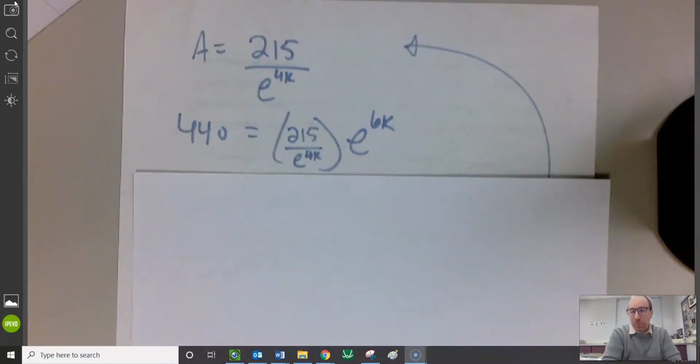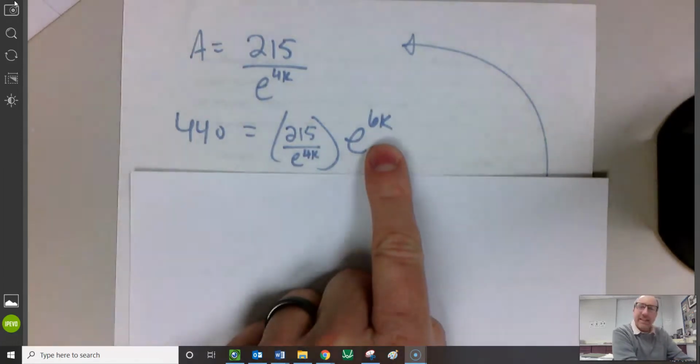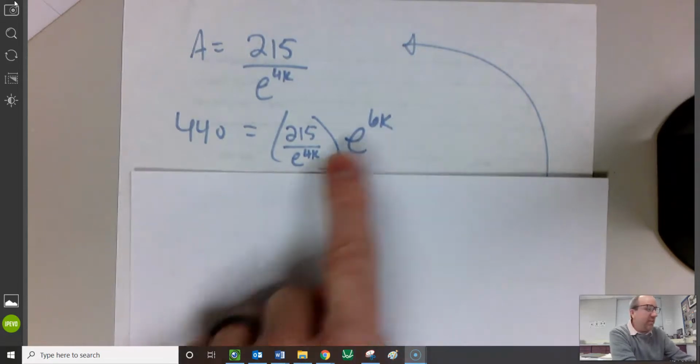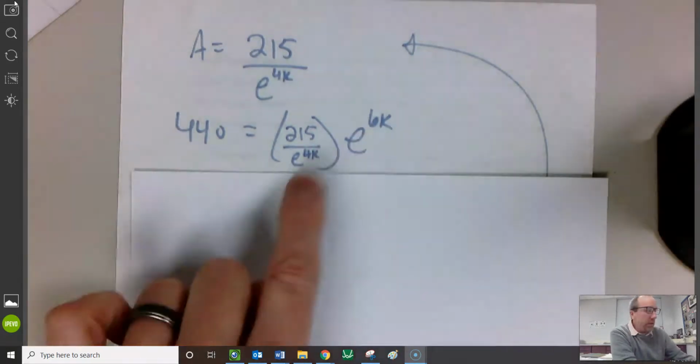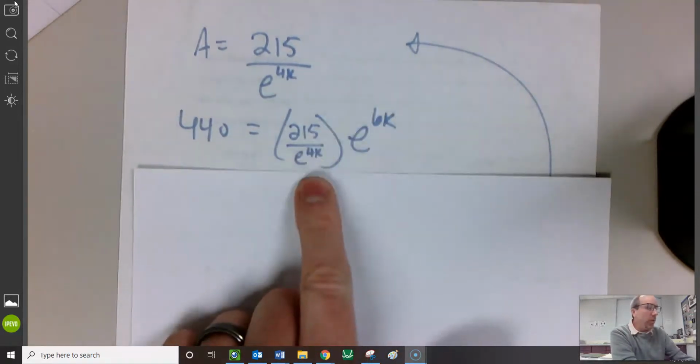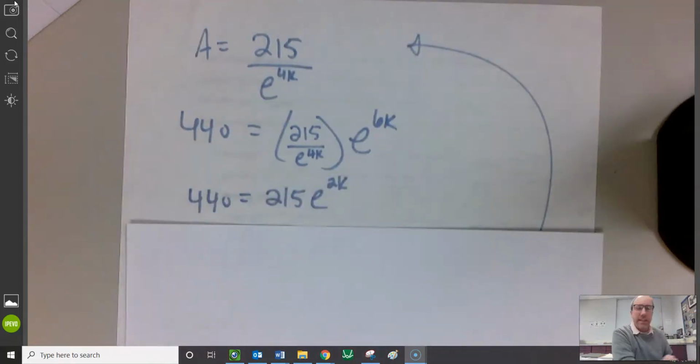We have a very little bit of exponent rules to apply here. I have e to the 6k on top, and I have e to the 4k on bottom. If we're ever dividing two exponentials with the same base, what should we do with their exponents? Subtract. e to the 6k over e to the 4k is actually e to the 2k. Nice. Now this is just like all the equations we've been solving so far in the book and taking our quiz on and all that.